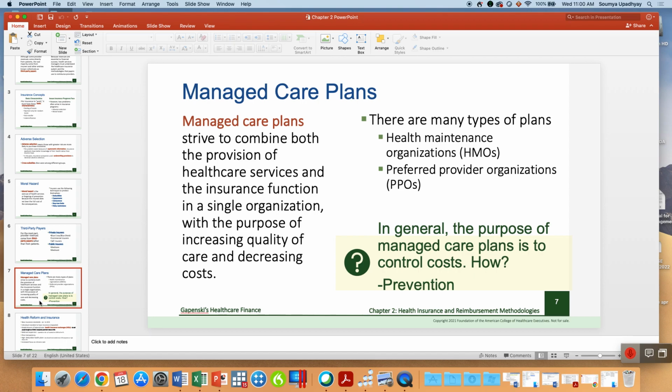If you are asked in general, the purpose of managed care plans is to control cost. And how do they do that? They control cost really by doing prevention. They do a lot of screening, for example cancer screening, and diabetes prevention management, hypertension prevention management, healthy diet, exercise, nutrition, and so forth. And they do prevention based on all of that.